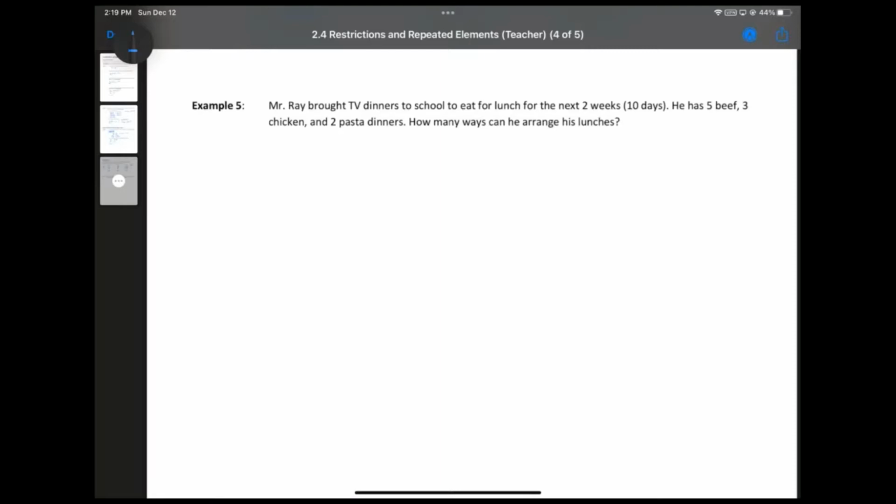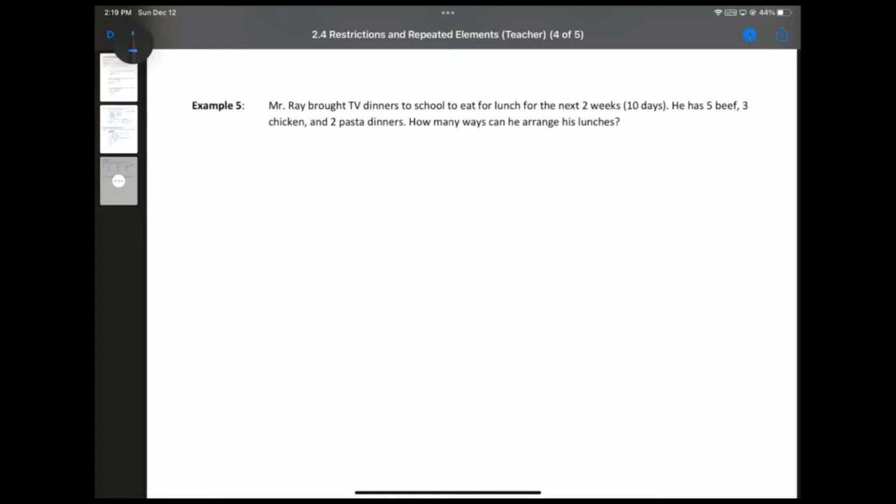Okay, so I brought TV dinners to school to eat for lunch for the next 2 weeks, which is 10 days. I have 5 beef, 3 chicken, 2 pasta. How many different ways can I arrange my lunches?